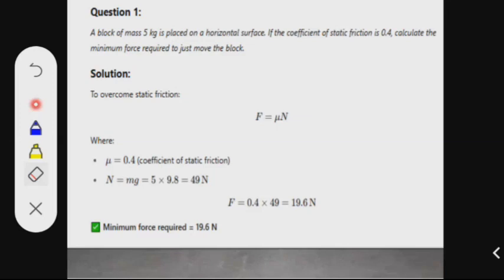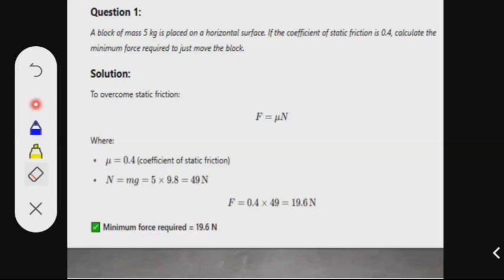So let's see how we solve this question. Question 1 says, a block of mass 5 kg is placed on a horizontal surface. If the coefficient of static friction is 0.4, calculate the minimum force required to just move the block.